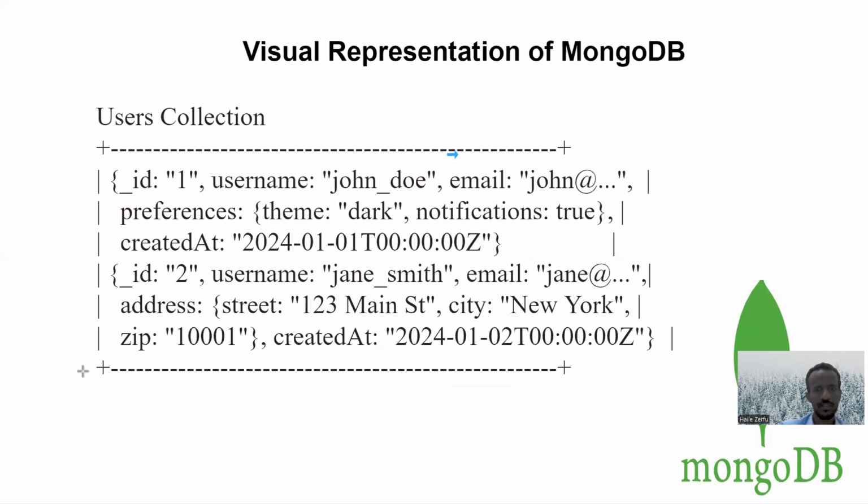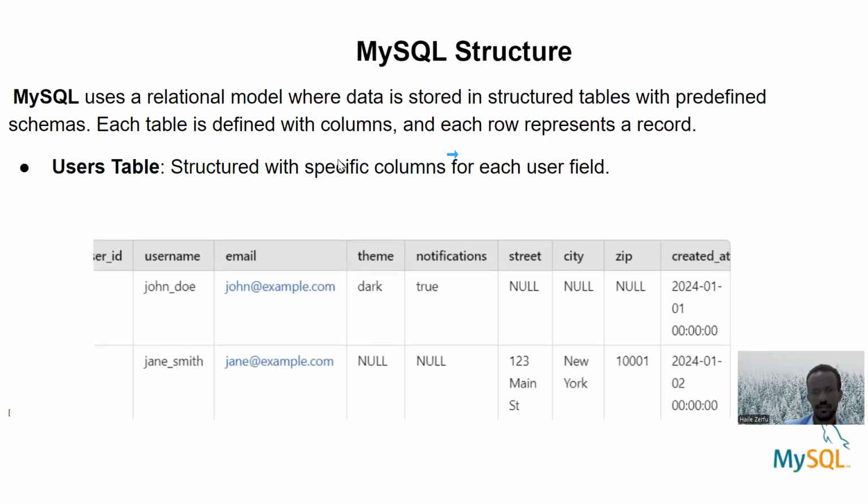Now let's see. Obviously, we have to consider that this is a form of an object. This is object structure. Yeah, this curly brace shows object structure.